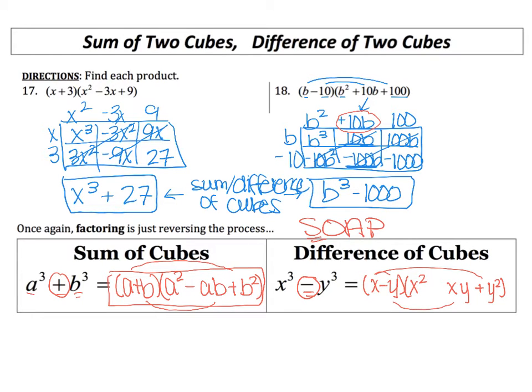But if this is a negative, then I need this one to be the opposite so that it stays negative and cancels out. So a negative times a positive gives me a negative.